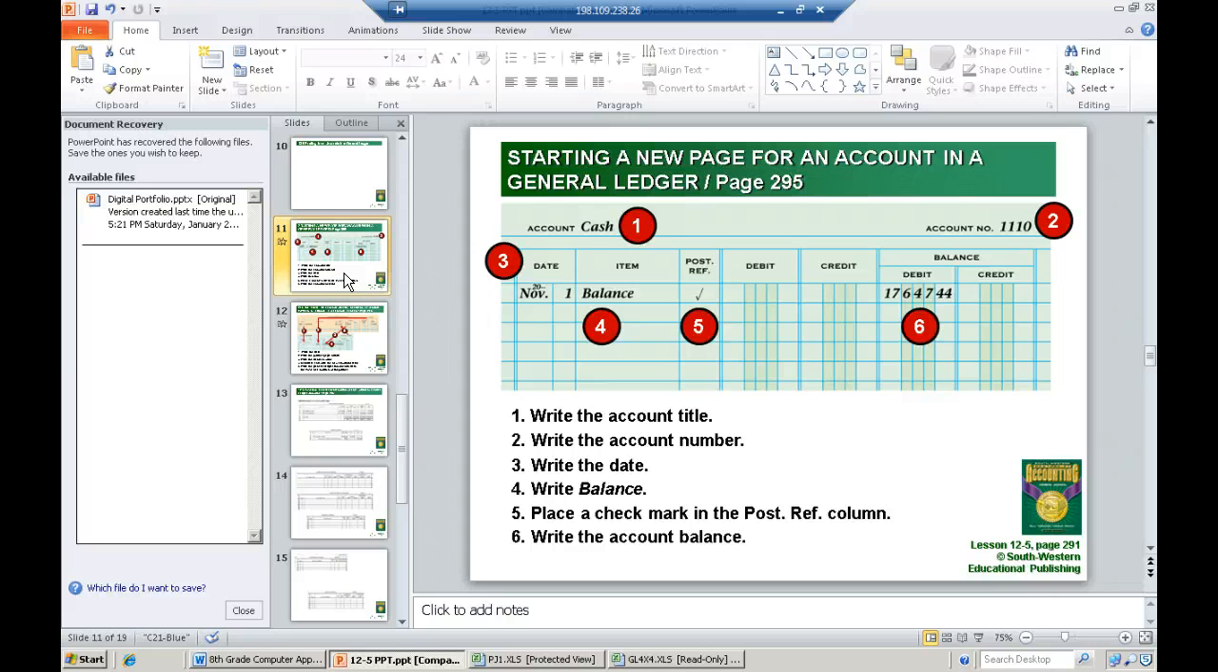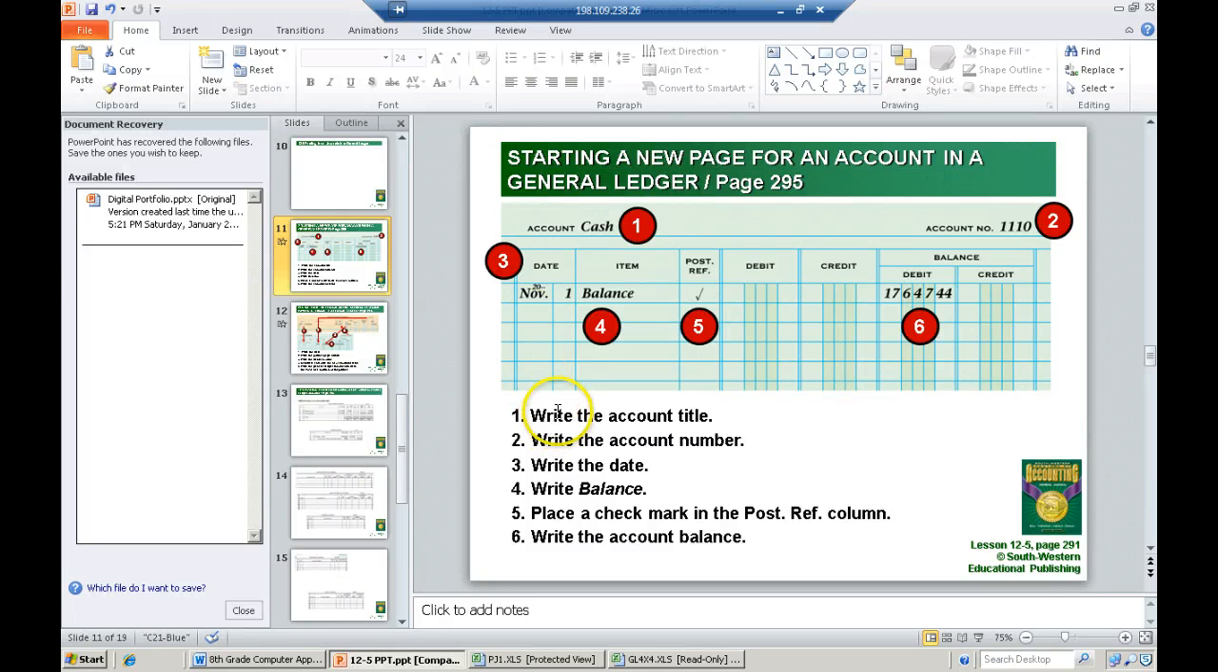Now we get to 12-5, and what happens is, especially in cash account, you're going to run out of room, and you're going to need to start a new page. So when you start a new page, what I'm going to do is work through one of the transactions at the end of this chapter in order for us to complete this.